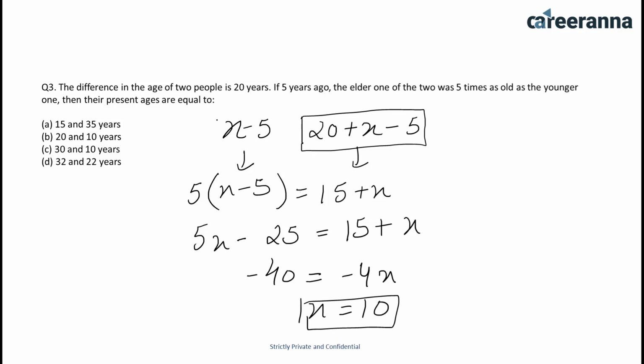The present age of the first person was x and the second person was 20 plus x. So we can say the first person's age is going to be 10 and the second person's age is going to be 30. So if we see in the options, option C is the correct option. Let's see the next question.